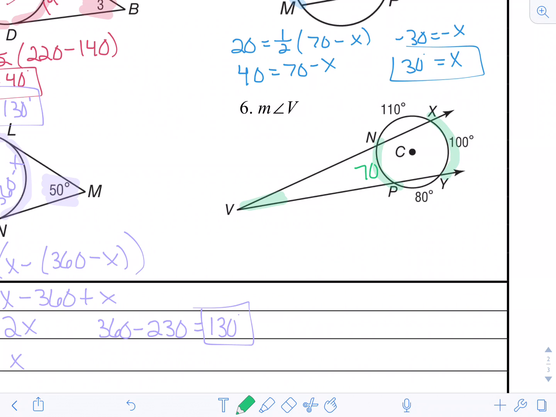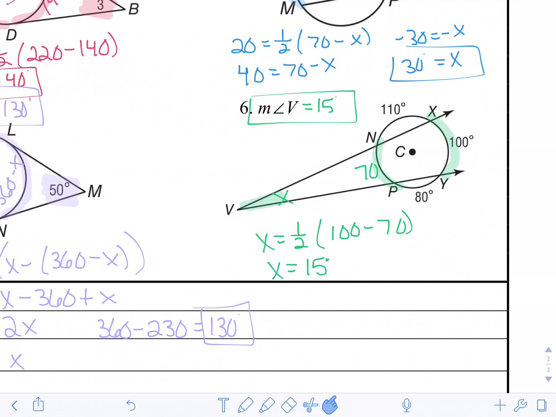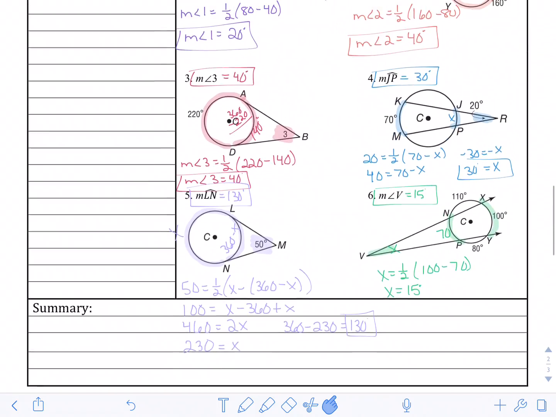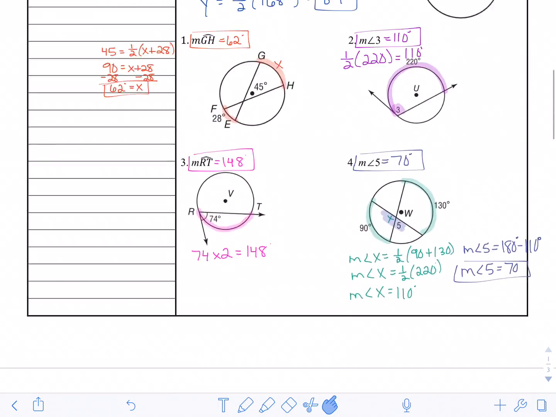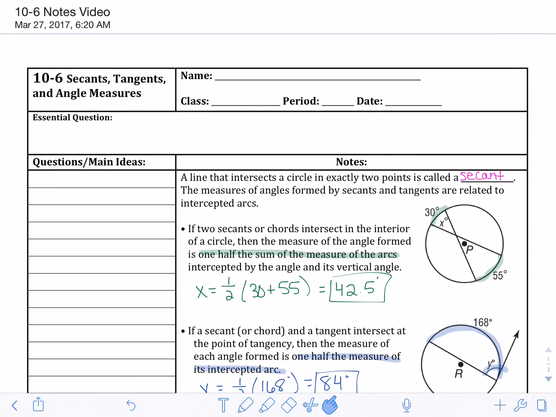To find the measure of angle V, I'm just going to call this x for right now. So x is going to be equal to 1/2 the difference of my arcs. So 100 minus 70, that's 30. Half of 30 is 15. So the measure of angle V is equal to 15 degrees. All right, and I think that's it. So that is your 10-6 notes.